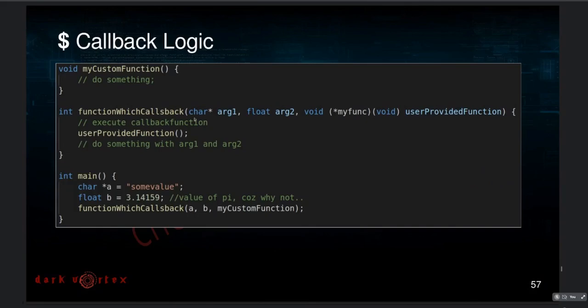In our function which callbacks, you can see that we are taking three values: arg1 char value, arg2 float value, arg3 is a pointer to a function over here. And finally, whatever the user provides, irrespective of what this function is, it will go and execute that function, which means this is a callback which calls back to your custom function. So when the function which calls back executes the user provided function, that is this, it will call back to my custom function, which is this, which means you are not directly calling this function, you are asking some other region in memory to call your shellcode.